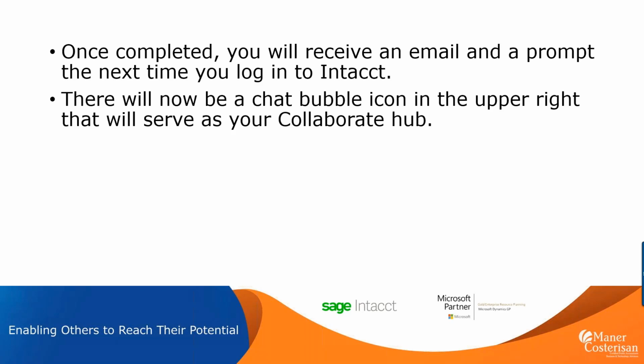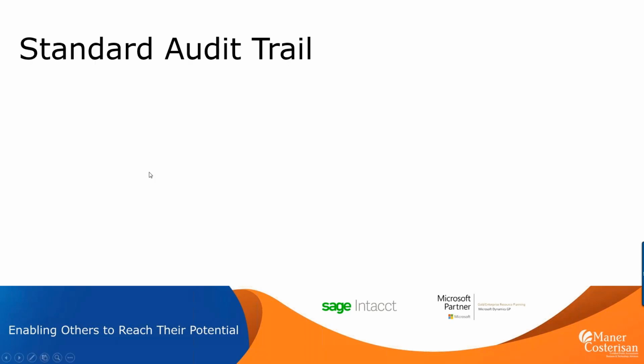So those videos and those articles are really helpful because it gives your people a quick overview as to what Collaborate is. So once Collaborate is enabled and completely configured, there will now be in the upper right corner of your screen a chat bubble that appears right by the My Preferences area where your name is in the upper right of Intacct. That chat bubble is going to serve as your Collaborate hub. So that's where you can go and see what messages you were tagged in, what activities you need to review, things like that. And we'll be digging into that in a little bit.